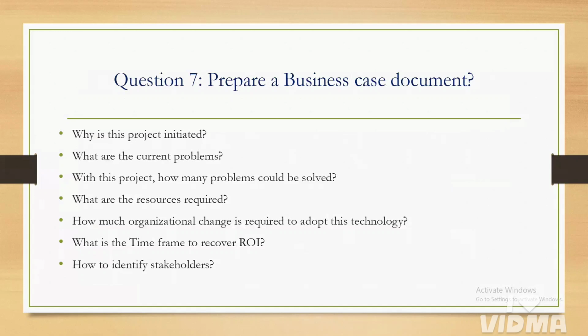And here you can see the business case document. Preparing a business case document is nothing but mentioning a few points: why this project is initiated, what the current problems are, how many problems we can solve with this project, what resources are required, how much organizational change is required to adopt this technology, what the time frame will be, what the ROI, return on investment, will be, and how to identify the stakeholders. These are the things we need to mention.